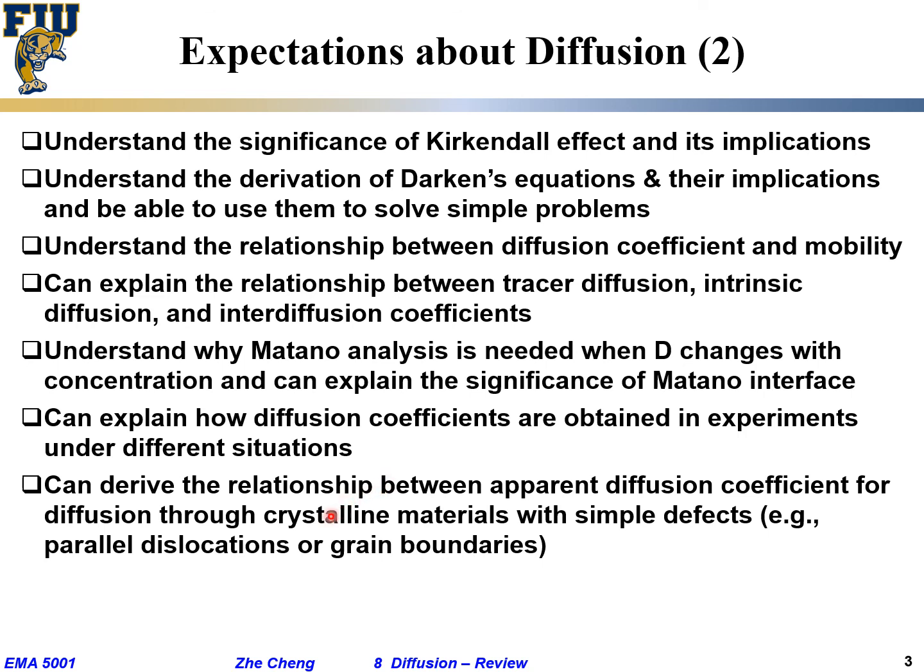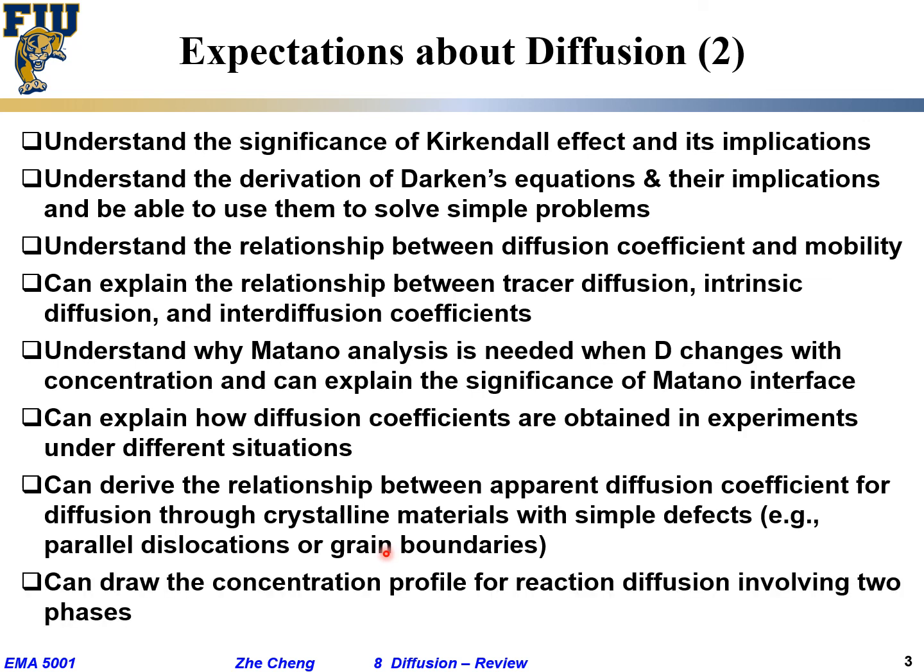And I also want you to explain the relationship between apparent diffusion coefficient through crystalline material with simple defects, for example, dislocations or grain boundaries. Okay? And finally, I expect students to be able to draw the concentration profile if there are reaction diffusion involved. There are different phases. Okay.